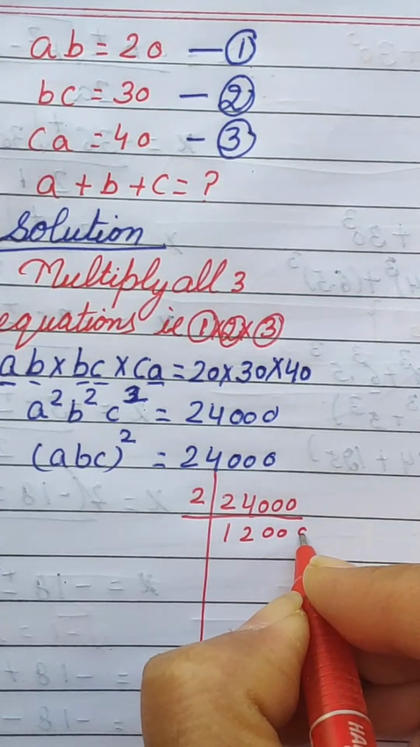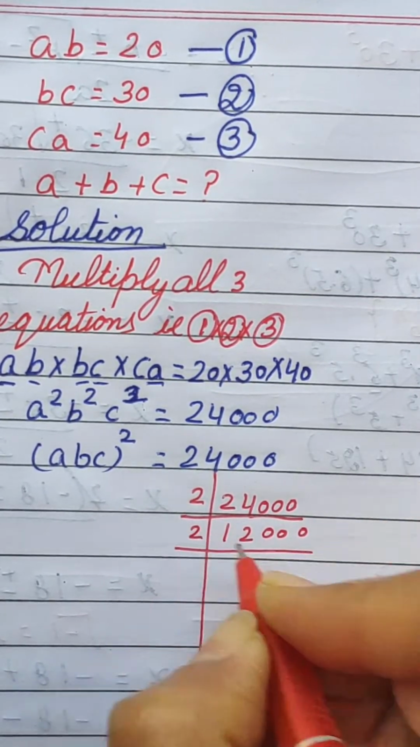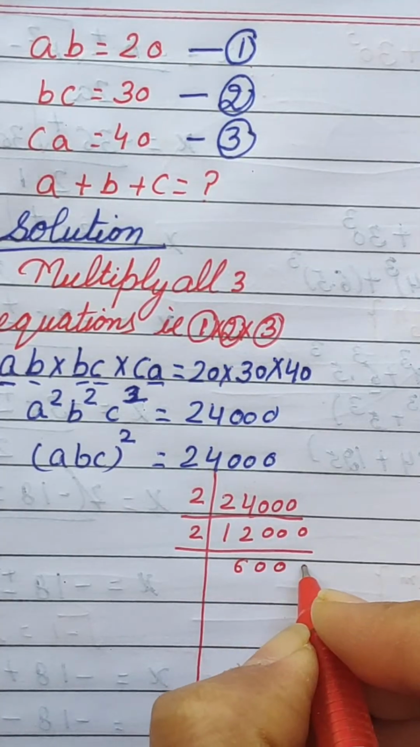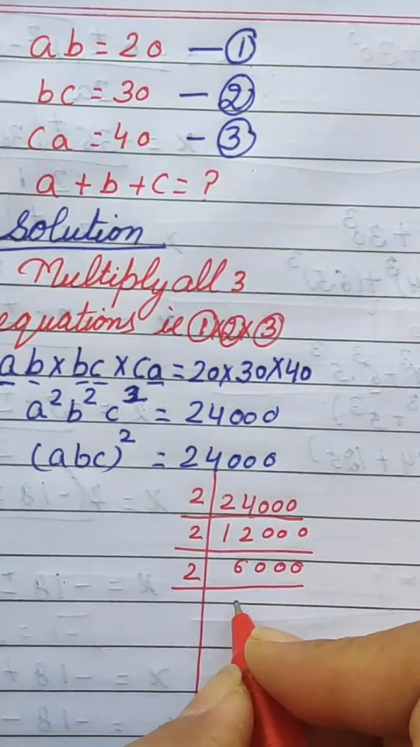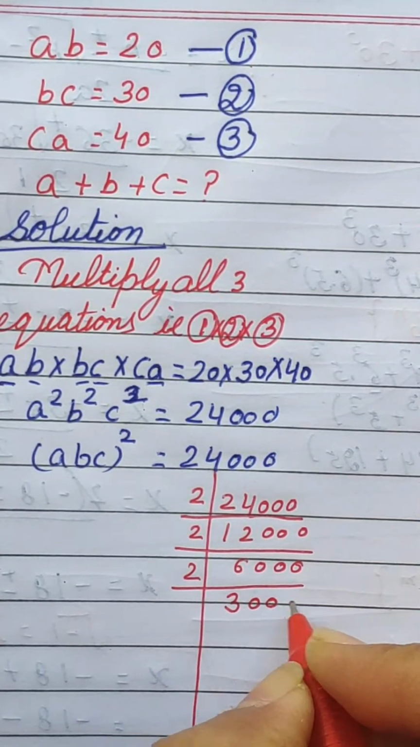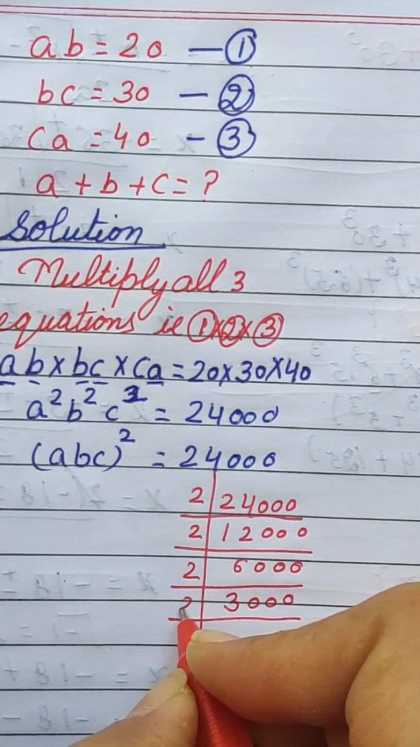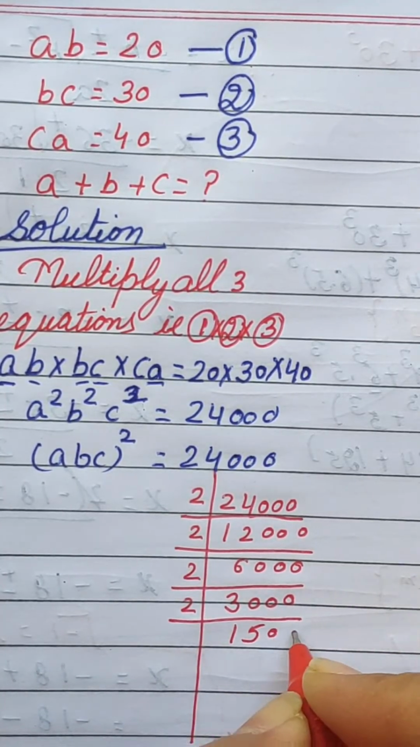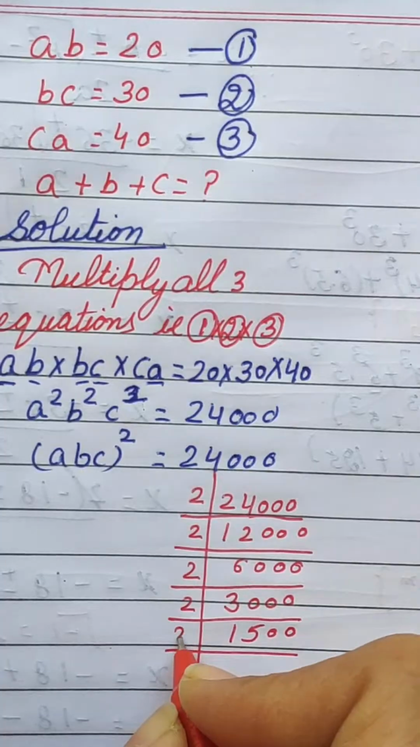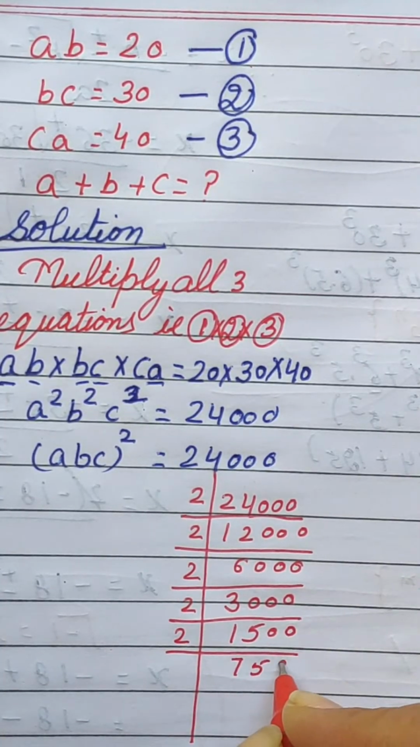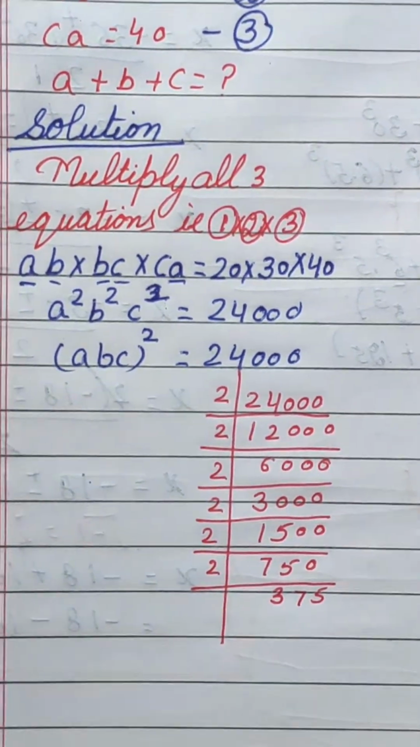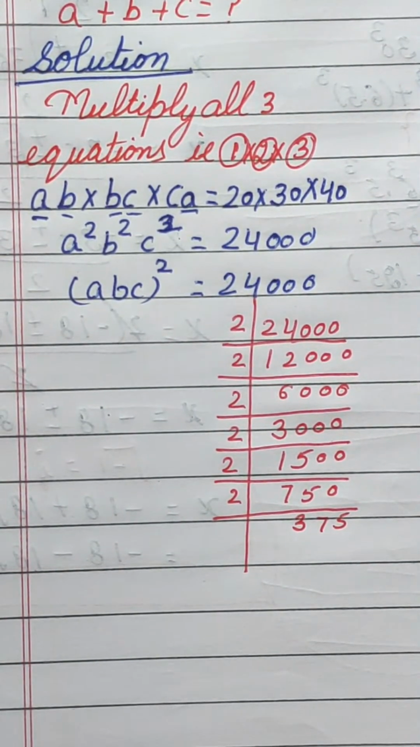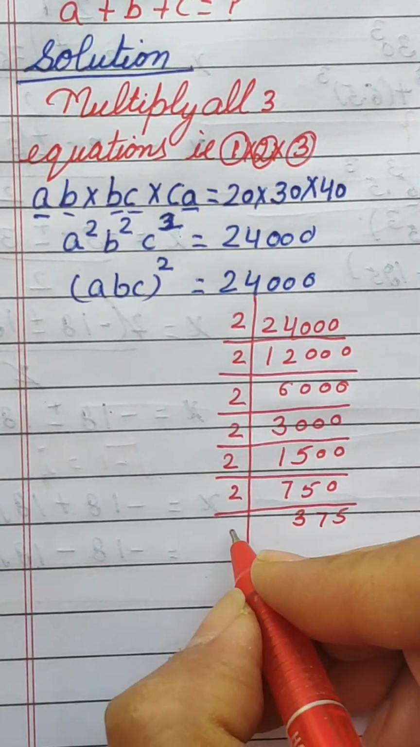12,000. Again divide by 2: 6,000. Again 2: 3,000. Again 2: 1,500. Again 2: 750. Again 2: 375. Right? Now, we are not able to divide by 2.